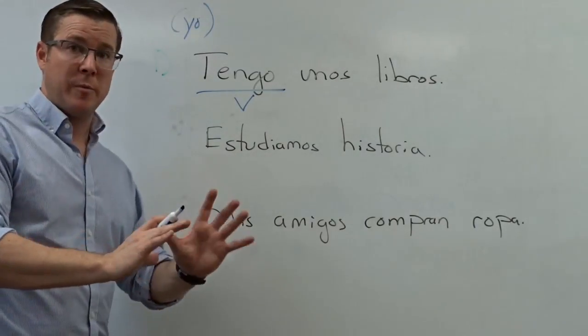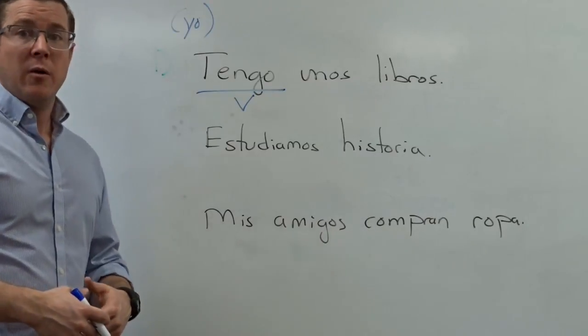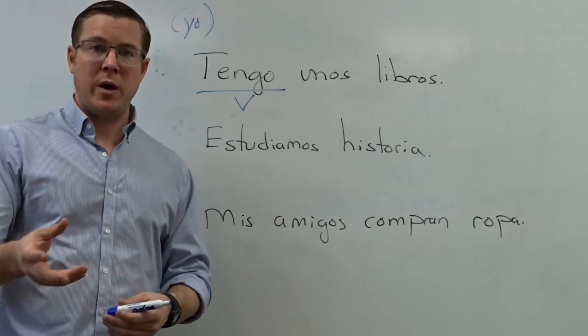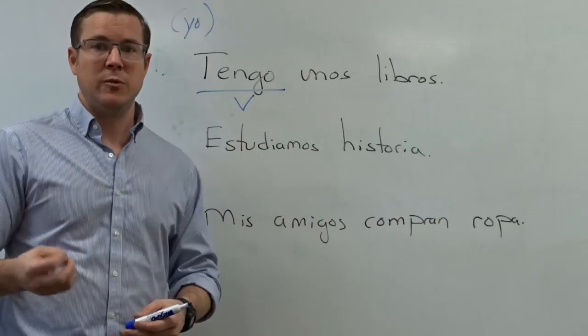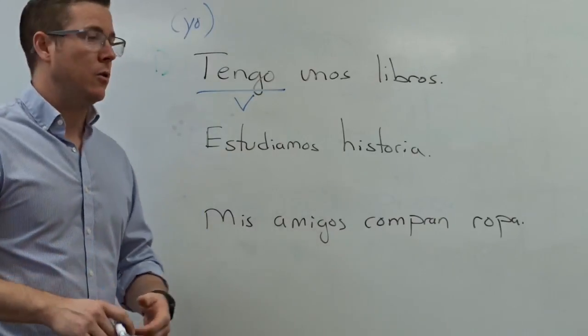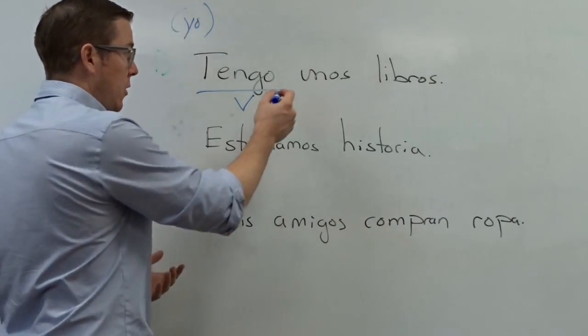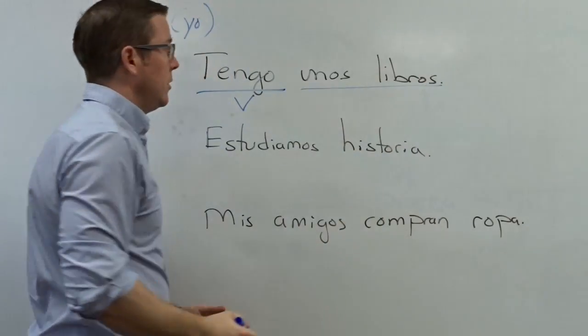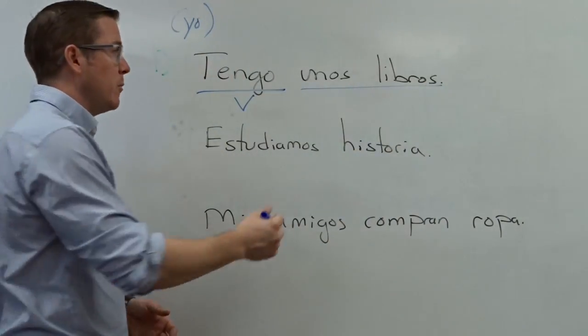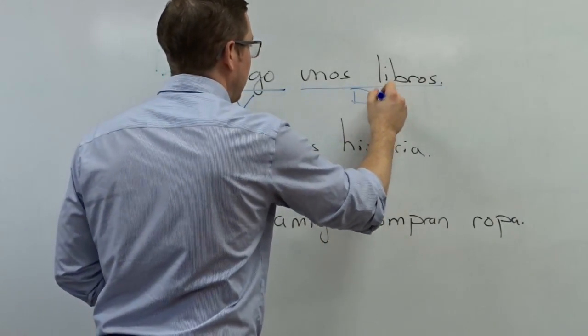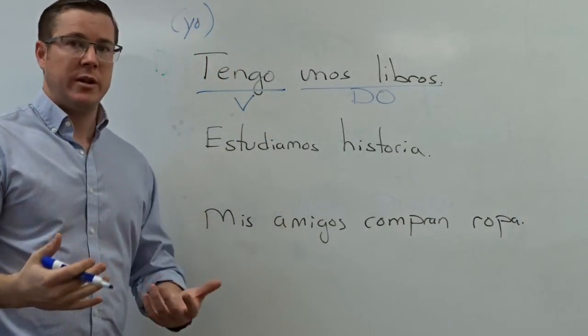Okay, so now I have my verb and my subject. Now, the next thing is I'm going to ask myself that question. What do I have? ¿Qué tengo? Tengo unos libros. Right? So that's going to be my direct object. Unos libros.